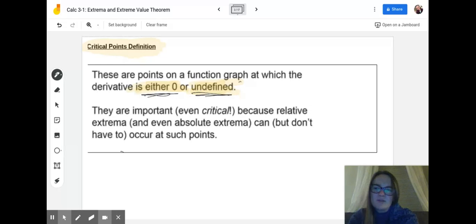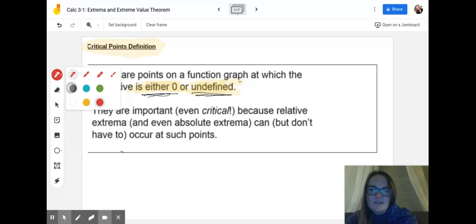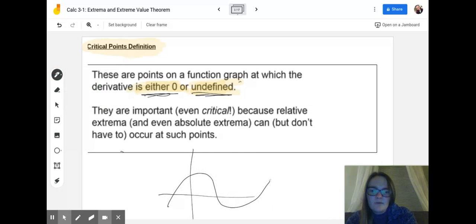So I'm going to draw a graph, and we'll talk about why that is so important. So here's my graph here. If I want to figure out where the derivative equals 0, out of all of these points, what I'm looking for is where the tangent line is horizontal. Let's see where this tangent line is horizontal. I have a horizontal tangent line right here.